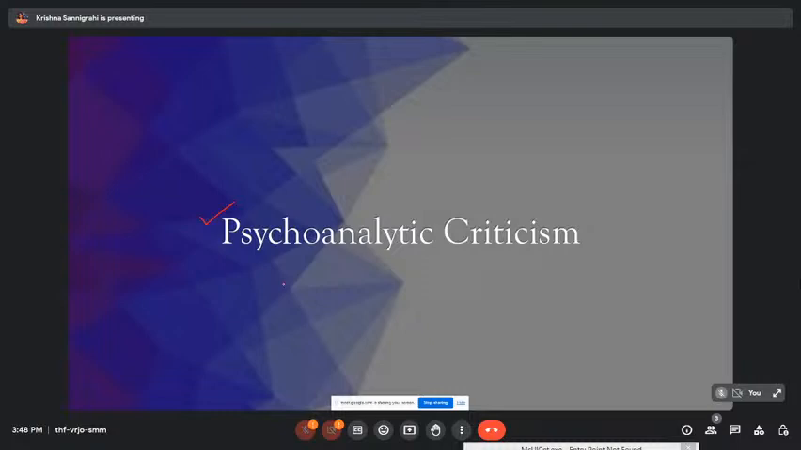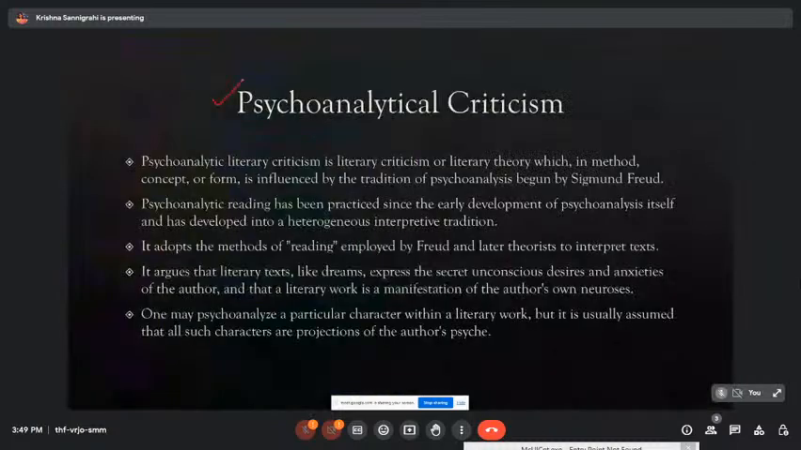Now we are moving on to the next theory, which is psychoanalytic criticism. We got a reference to it when we were talking about Julia Kristeva some time back, wherein she also contributed to this aspect of theory. And psychoanalysis, as you can understand from the name, talks about the human mind and the way it works. So psychoanalytic literary criticism is a literary theory which in method, concept or form is influenced by the tradition of psychoanalysis which was begun by Sigmund Freud. So who began this idea of psychoanalytic criticism? Sigmund Freud. With Freud's concept, psychoanalytic criticism began.